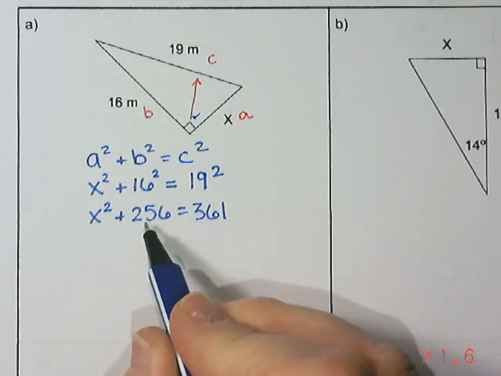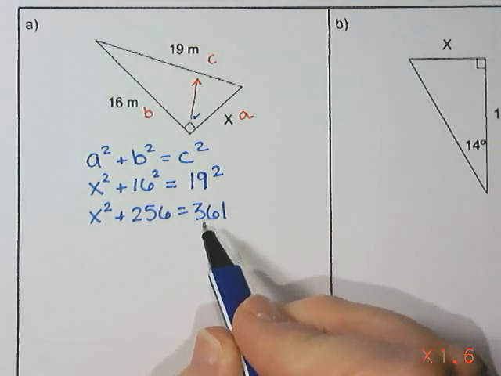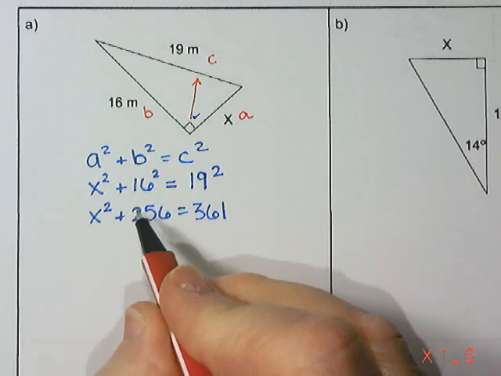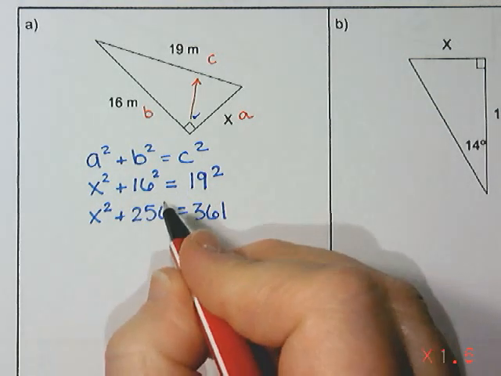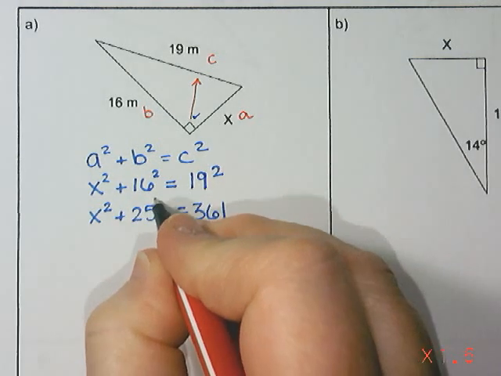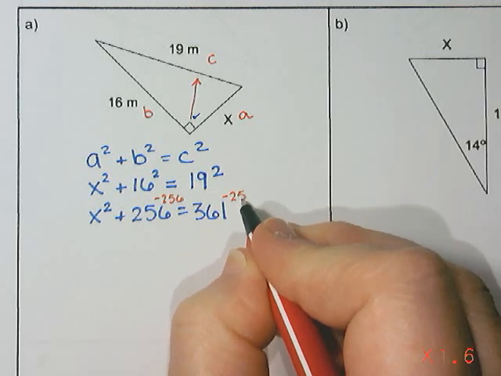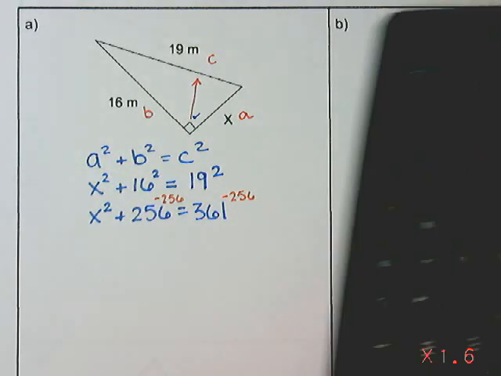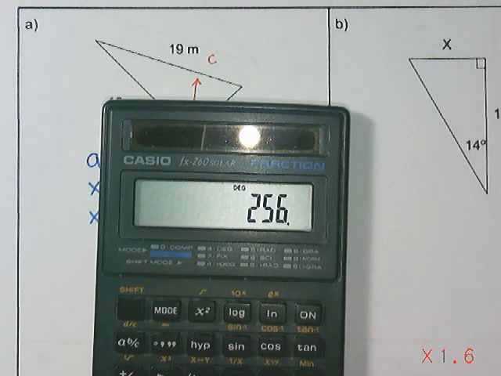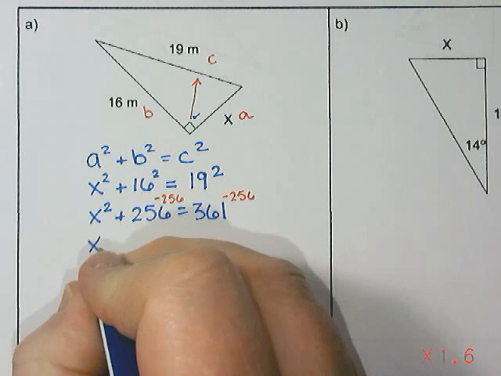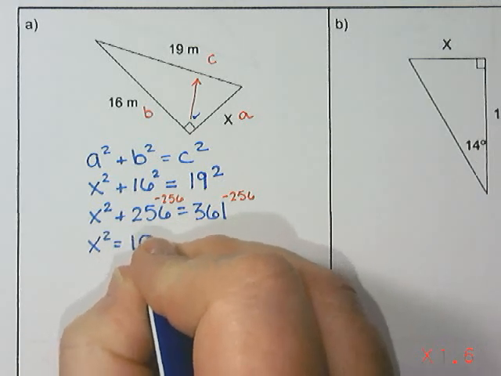On the next step, I look in between those two numbers. If there is a plus sign in between the two numbers, I would add them. But in this case, there is an equal sign in between those two numbers. So what I want to do is move both numbers to the same side. So I'm going to try to get rid of that 256 by subtracting 256. 361 take away 256 is 105. So x squared equals 105.